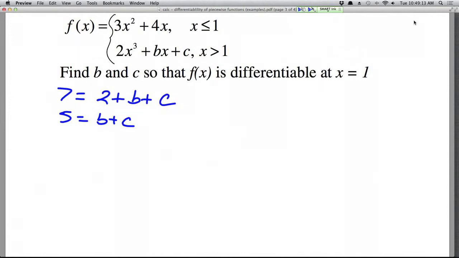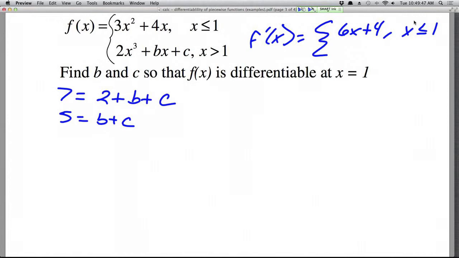Now what do I need to do? You could either subtract b here, and then you can plug things back in. But there's something else I've got to do to help me figure out what b and c are. What two facts did we say we needed to use? The function's continuous and the derivative is continuous. So what do I need to do next? I need to find the derivative. So that's going to be 6x plus 4 for x less than or equal to 1.